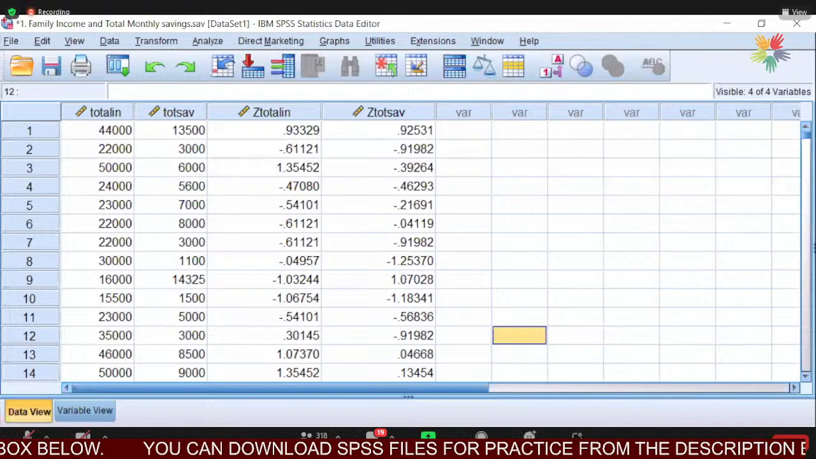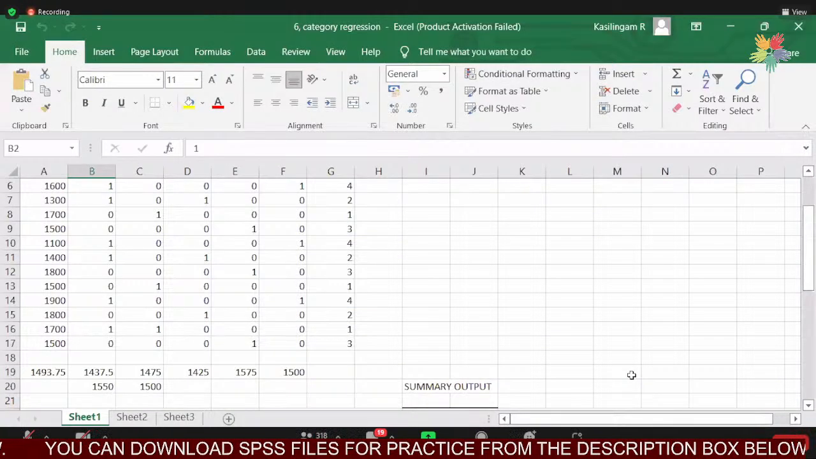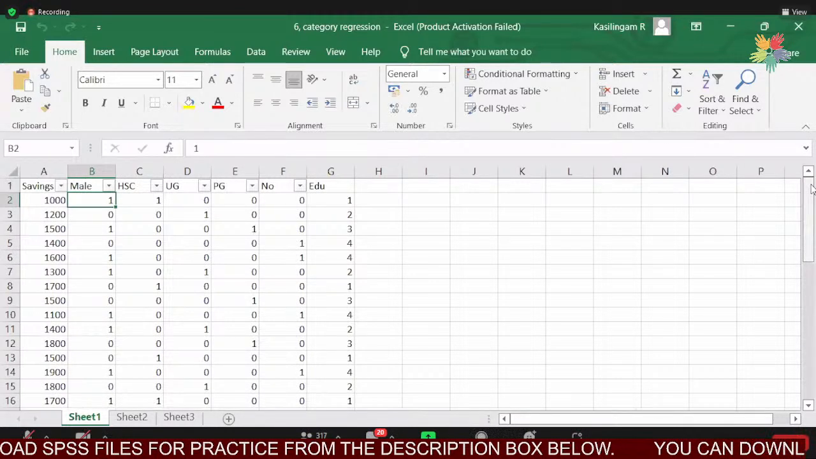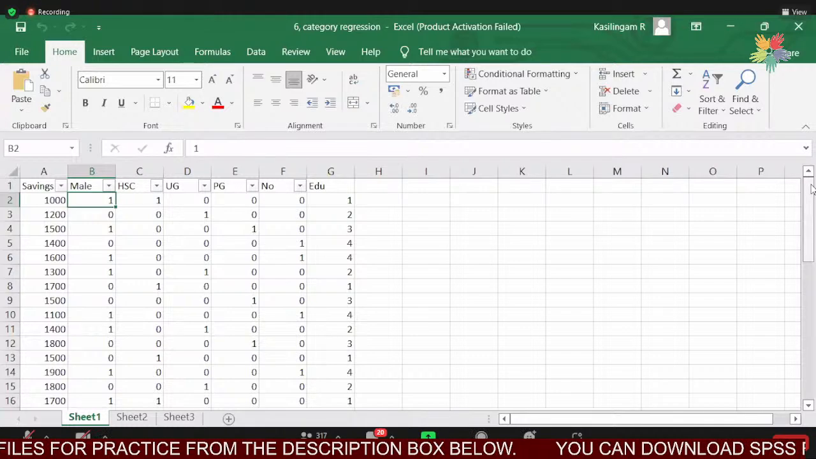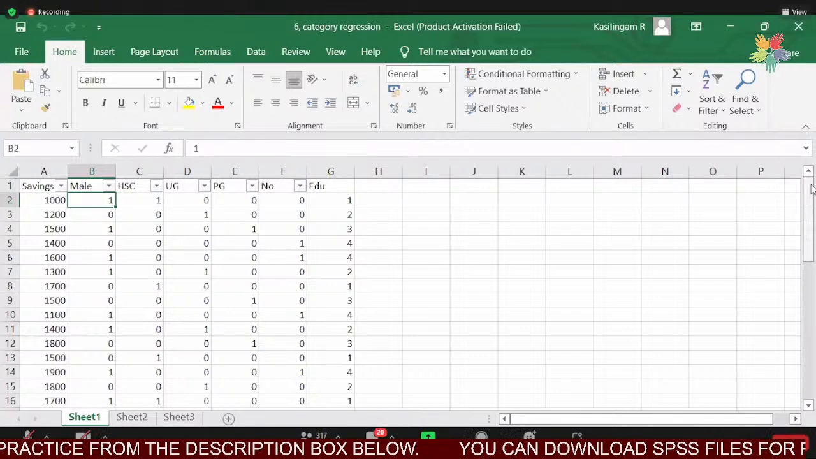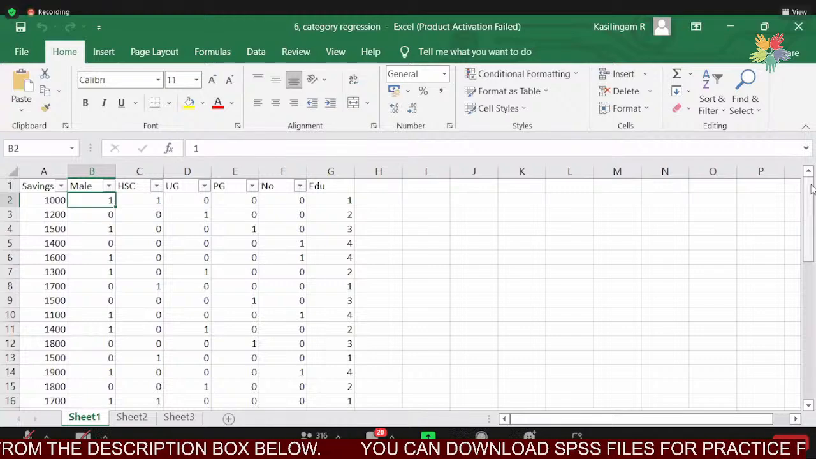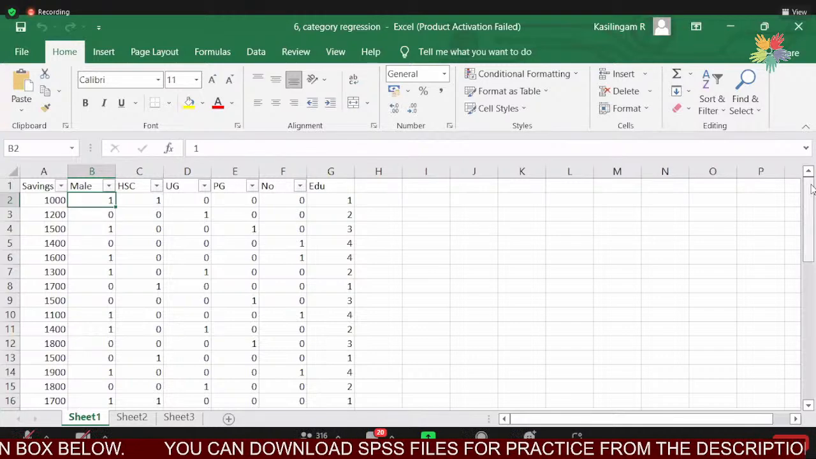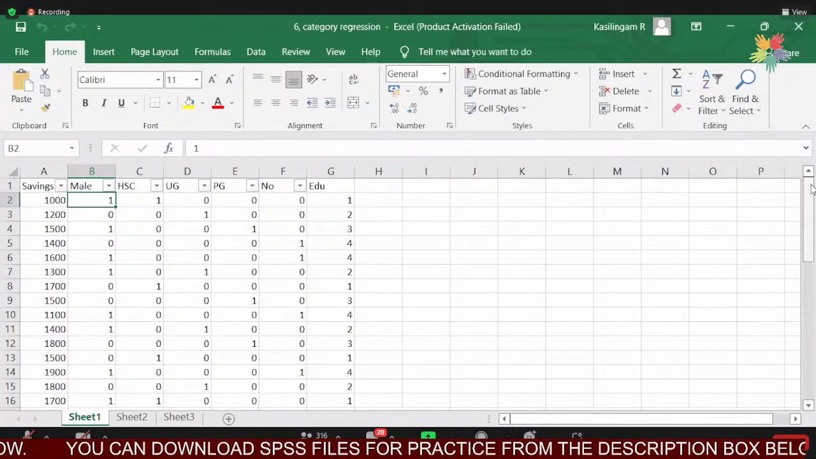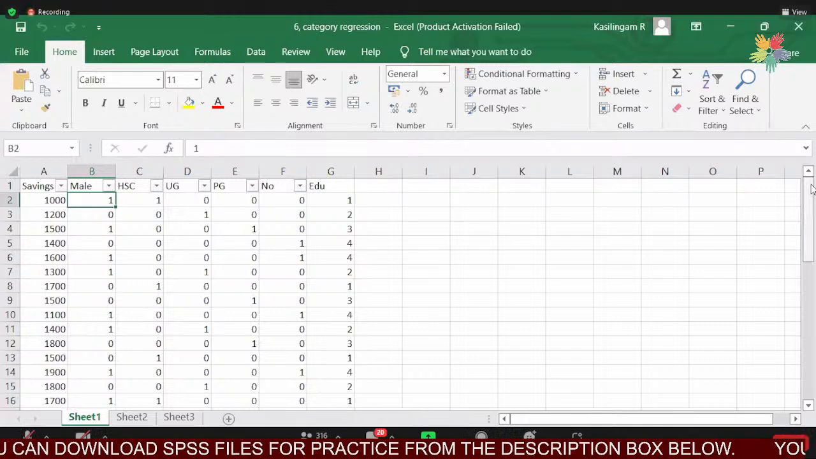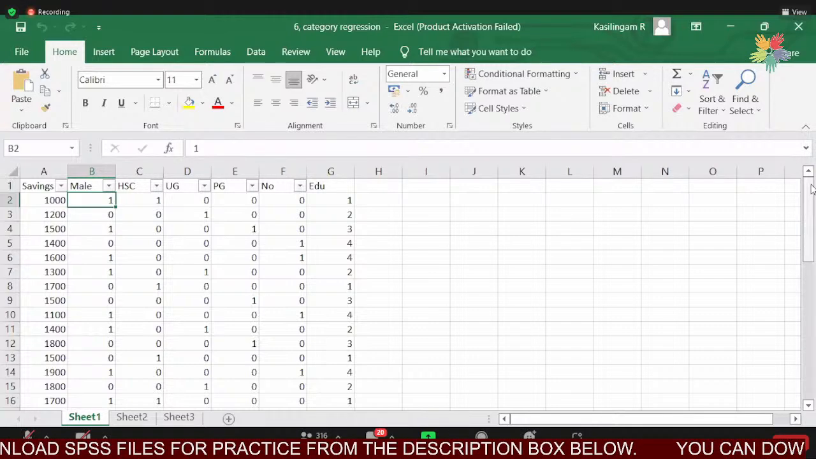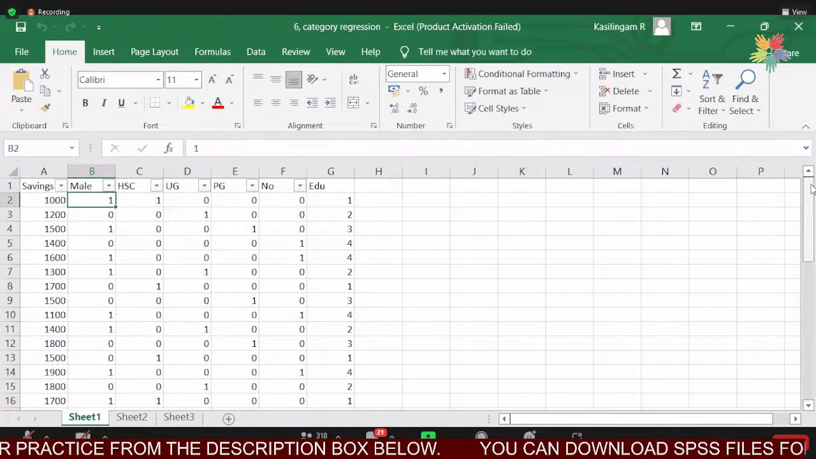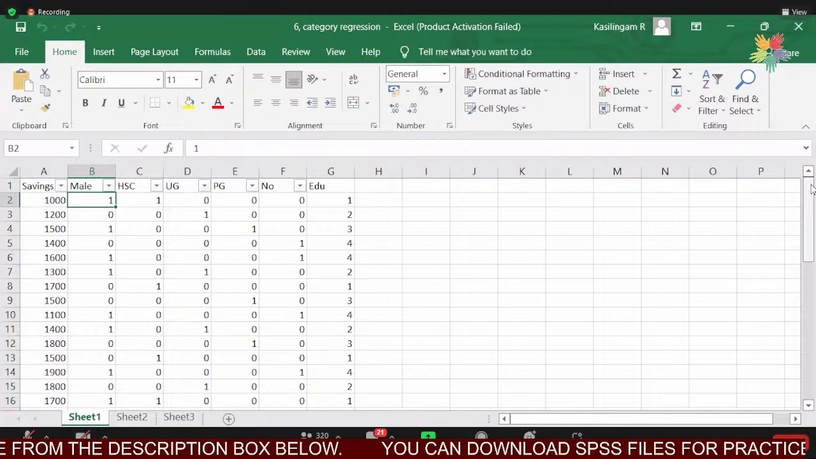So first of all, how many dummies are to be created? N minus 1. What is n minus 1? If your category variable contains 2 categories, then 2 minus 1, so 1 dummy you have to create. If your category variable contains 4 categories, then you have to create n minus 1, 4 minus 1, 3 dummy variables.